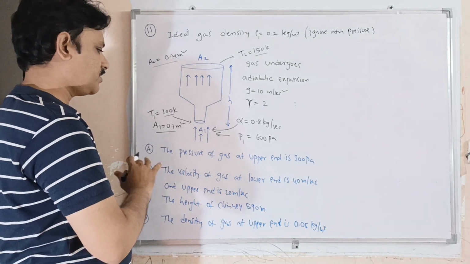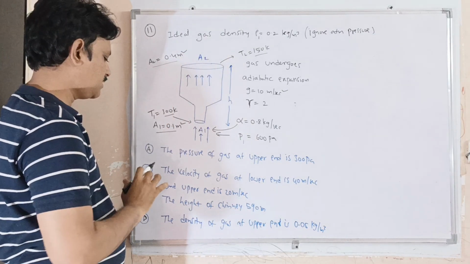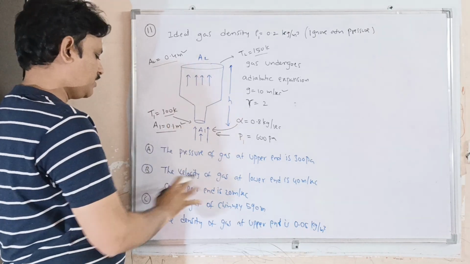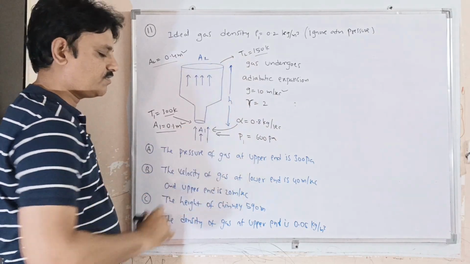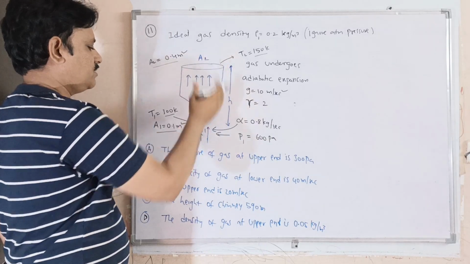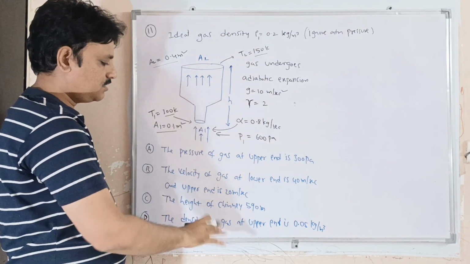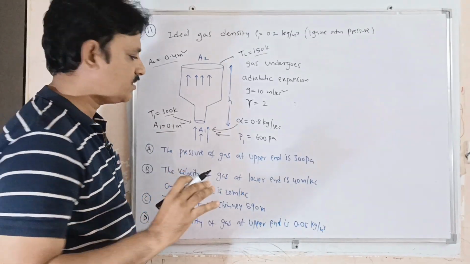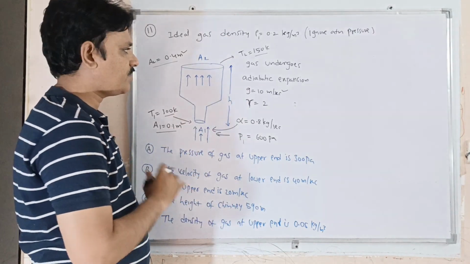The first point is the pressure of gas at the upper end is 300 pascals. Here the pressure is 300 pascals, and the velocity at the lower end is 40 meters per second and at the upper end is 20 meters per second, that is the second option. And the height of the chimney, total height h is 590 meters, that is the third option. And the density of gas: at the lower end the density is given, that is 0.2, and at the upper end the density is 0.05 kg per meter cube. These 4 points are given in the problem. Are the 4 points correct or not? We need to verify it right now.